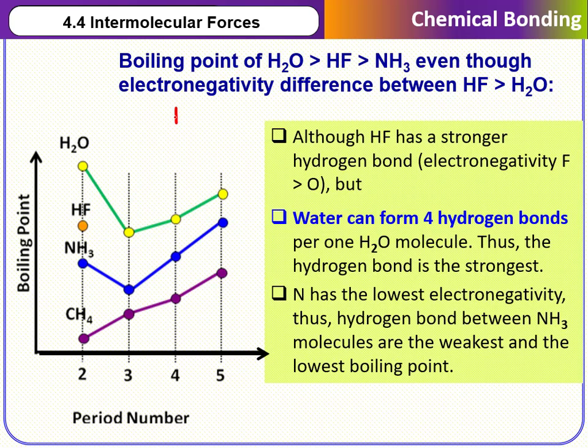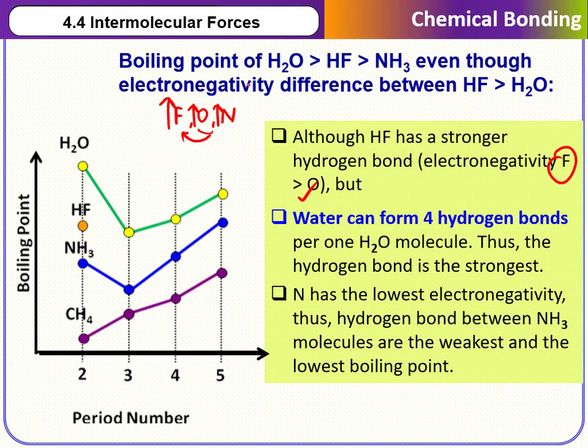When we refer to fluorine, we know that the electronegativity of F is higher than oxygen. F has the highest electronegativity, while oxygen is less electronegative than F, and nitrogen is less electronegative than oxygen and fluorine.